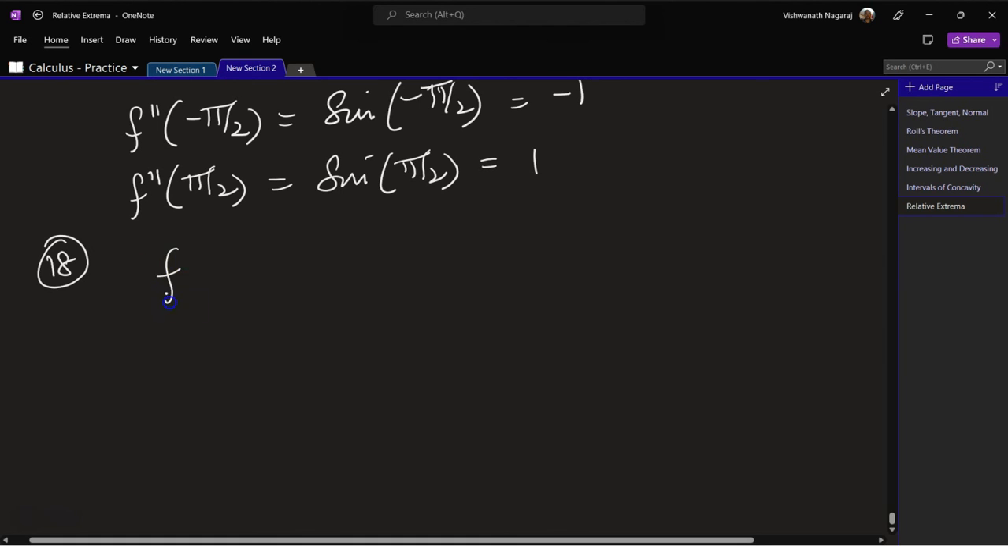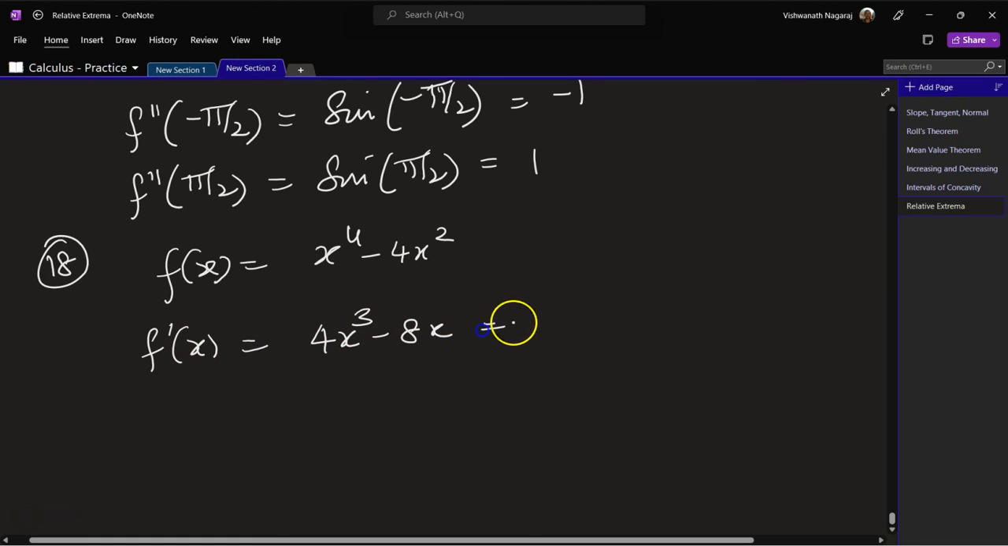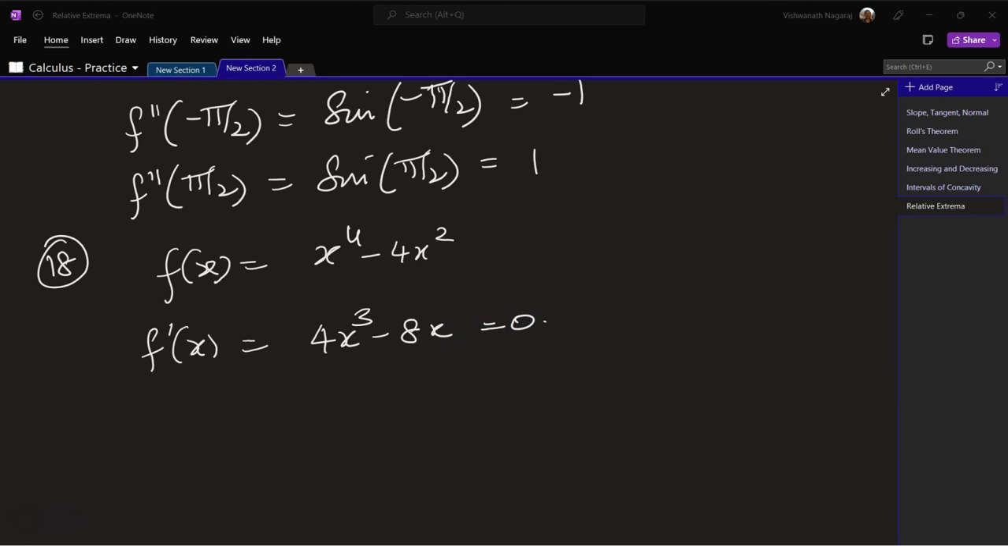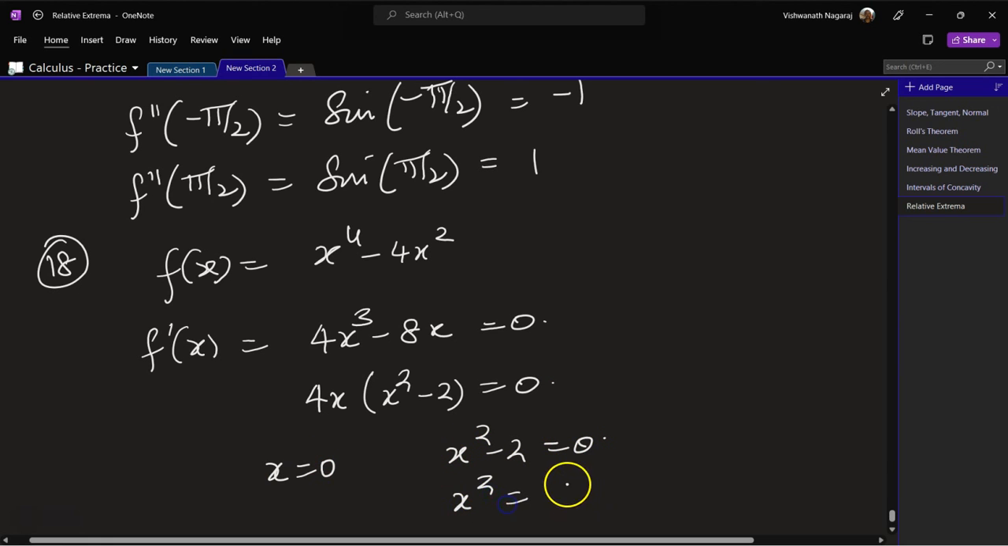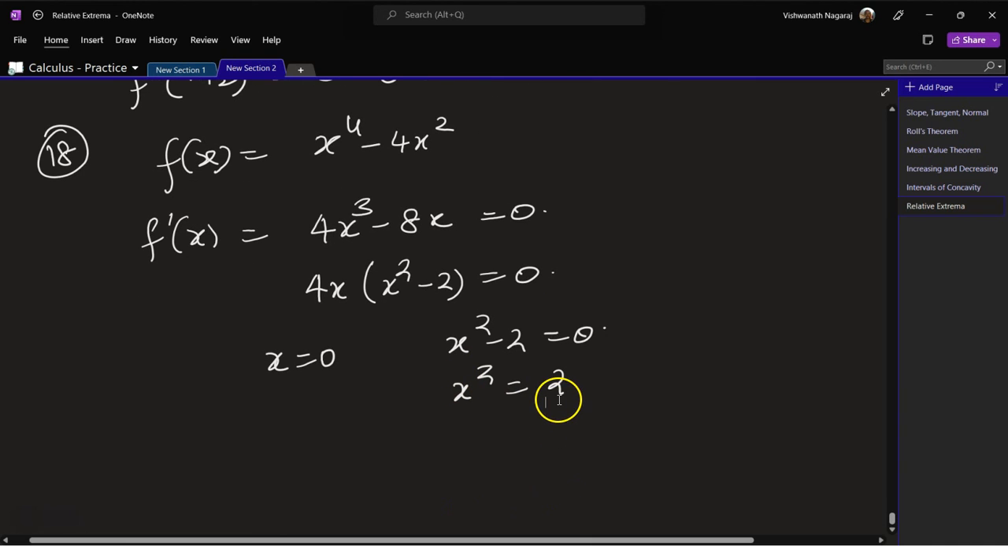And finally the 18th one. Okay. So f(x) is equal to x to the power of 4 minus 4x². f'(x) is equal to 4x³ minus 8x. Equating it to 0, we can solve this by taking 4x out. We get x² minus 2 equal to 0. That means x equal to 0 is one solution, and x² minus 2 equal to 0 is another. So x² is equal to 2, which means x is equal to plus or minus root 2.